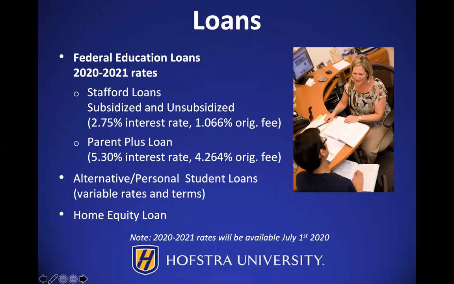The other loans would be an alternative or personal student loan. These would be any private loans that you may apply for. Please remember that the rates on these are variable, and they do have different terms, so it's important to read through them and really look at different loan lenders to see which one's the right one for you. And then some people do choose to go with a home equity loan as well.